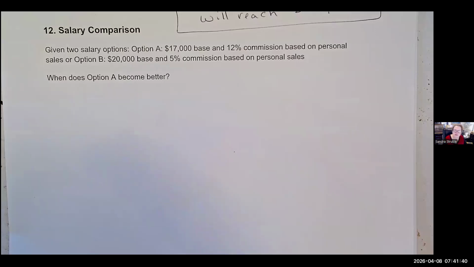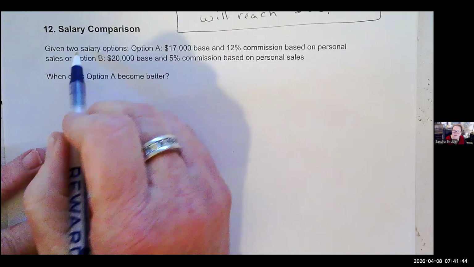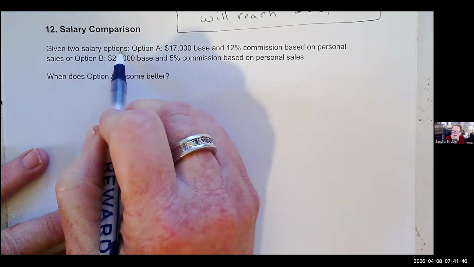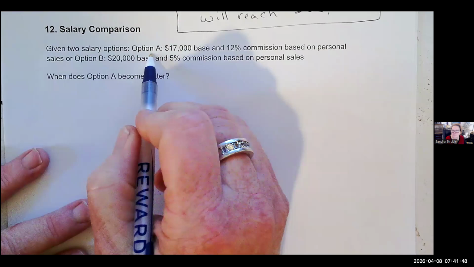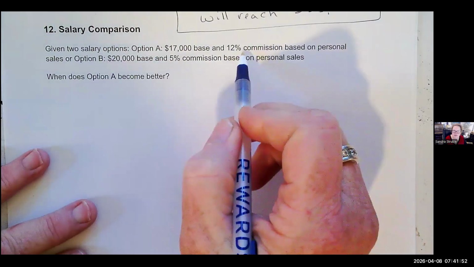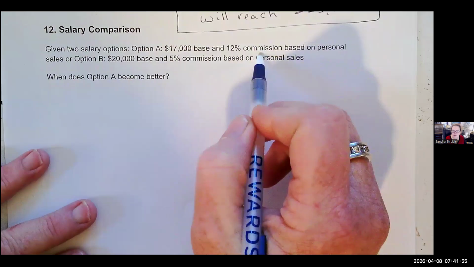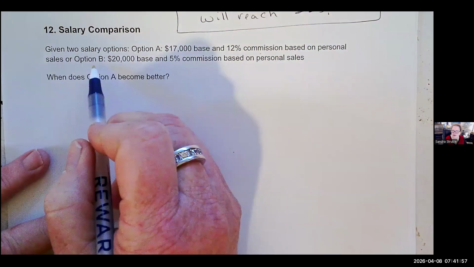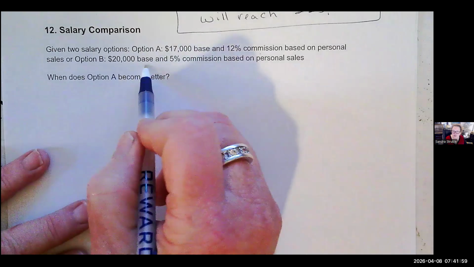There it is. So salary comparison, given two salary options. We've got option A is $17,000 base plus 12% commission, and this is based on personal sales. And then option B is $20,000 base salary and then a 5% commission based on personal sales.